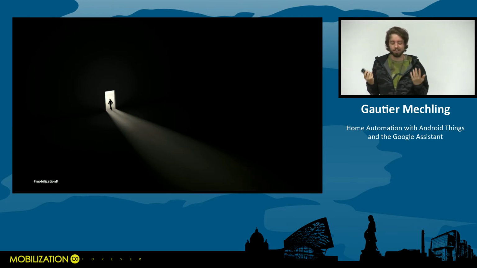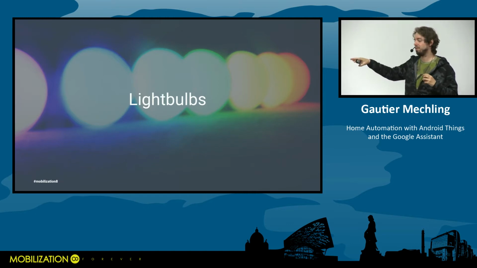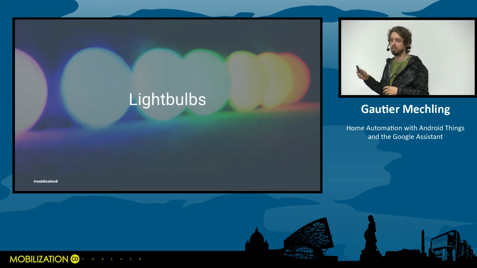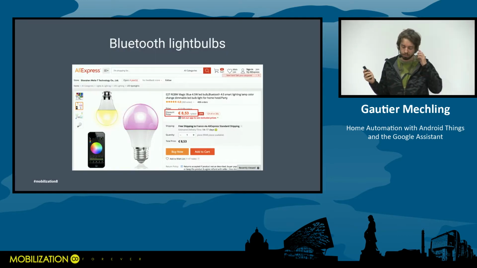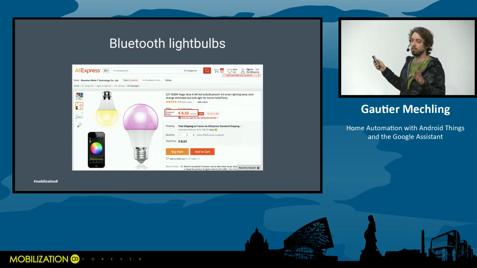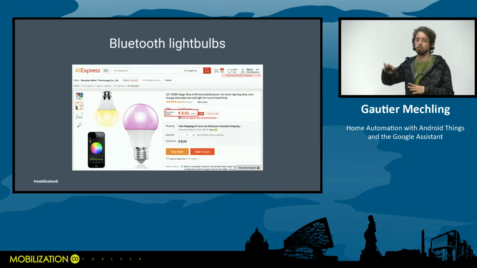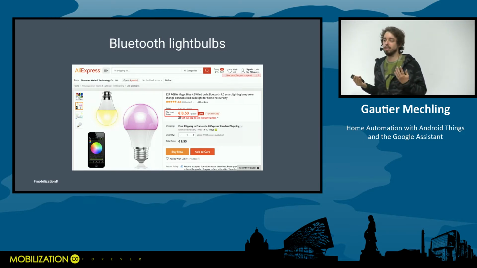Oh, I forgot. We still have no lights right now because we are poor and light bulbs are so expensive. But don't worry, you can buy light bulbs that aren't expensive. For instance, you can buy those Bluetooth light bulbs on Chinese websites that cost less than $10. Those light bulbs are very good. The only drawback is that you have to use this very ugly Chinese application to control the light bulbs. And it's not something we want.